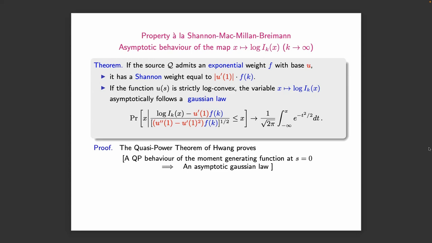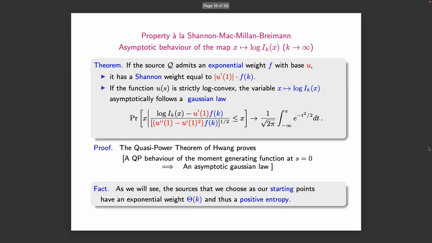The proof is easy. This is just an application of the quasi-power theorem of Hwang, which relates the quasi-power behavior of the moment generating function to an asymptotic Gaussian law. So it is just one or two lines of proof. What is important is, as we will see, that the good sources, in a sense, which we choose as our starting point, have an exponential weight of order k and a positive entropy.